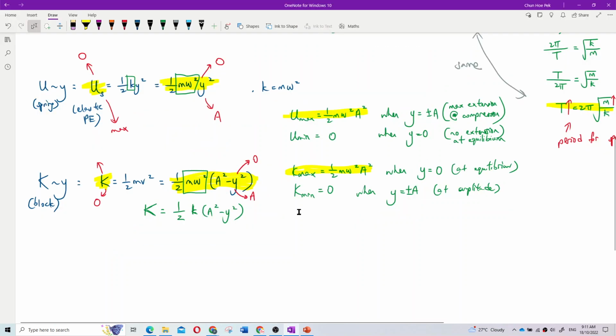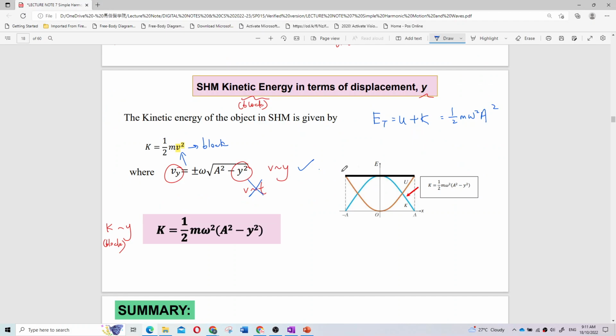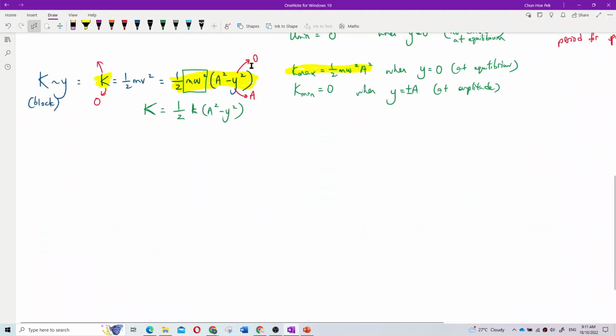You understand? That value is the total energy value, and the total energy value is always constant. I think I should draw it over here. Better. I should draw it over here so that I can see clearly.